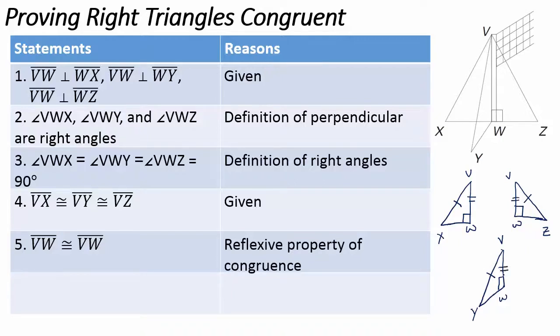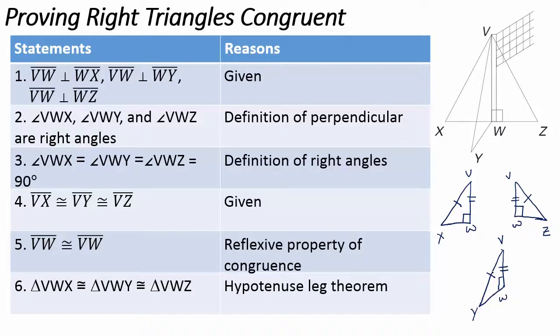So I now have three pieces of information. I have a leg, a right angle, and a hypotenuse congruent to a leg, a right angle, and a hypotenuse congruent to a leg, a right angle, and a hypotenuse. So I can say triangle VWX is congruent to triangle VWY, which is congruent to triangle VWZ, using the hypotenuse-leg theorem.